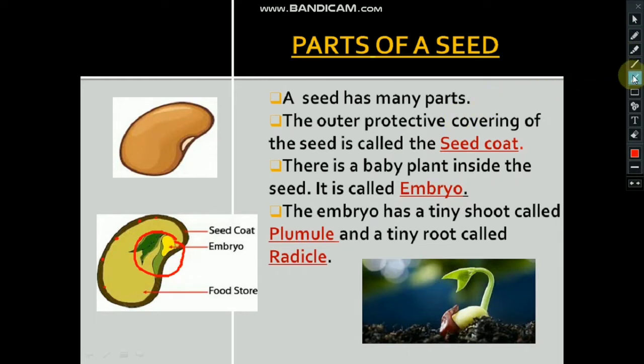Now the plant has two main things. One is the root and the other one is shoot. Root grows under the ground and shoot grows above the ground. The embryo has a tiny shoot called the plumule. This is the plumule and it grows above the ground, and a tiny root called radicle. This is the radicle which grows under the ground. These are the two parts of the embryo. Apart from this, there is the scar. This is the point at which it is attached to the plant or the fruit, and near this scar there is a tiny hole from which the water enters the seed.